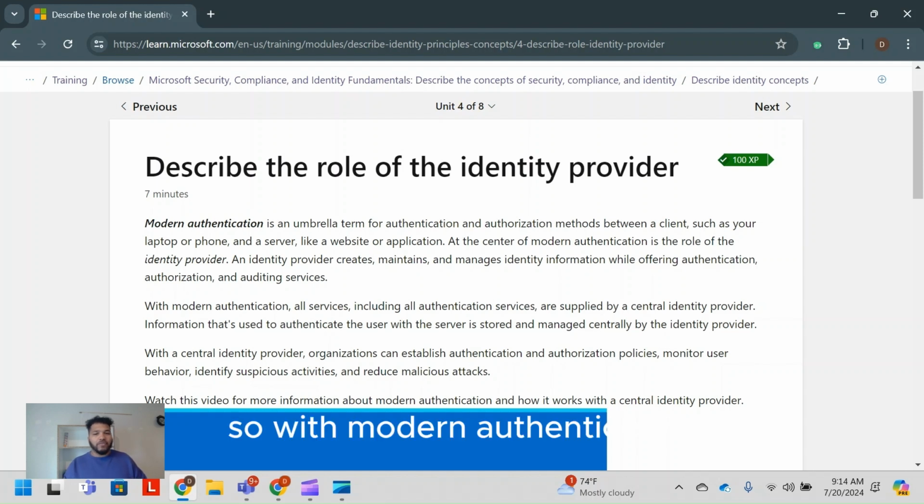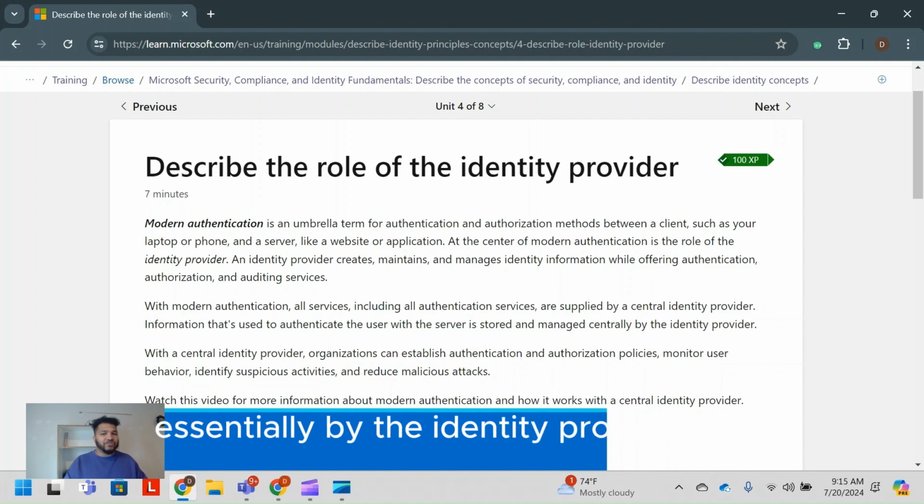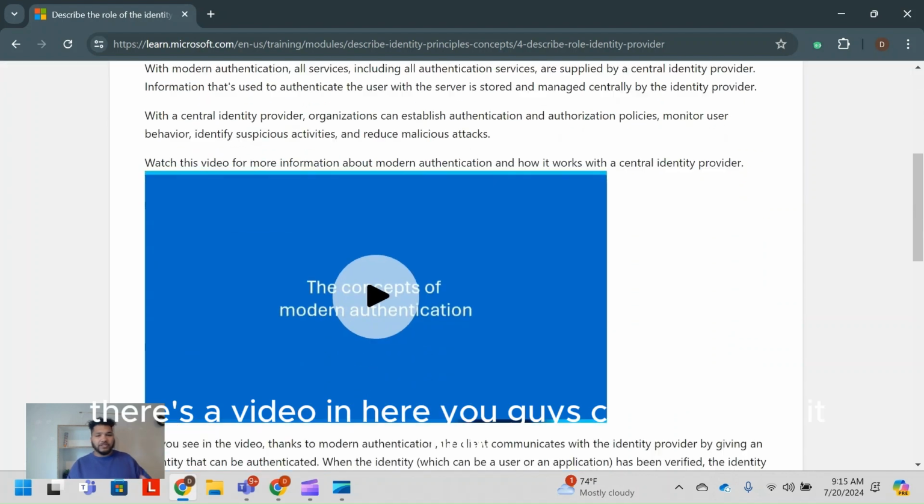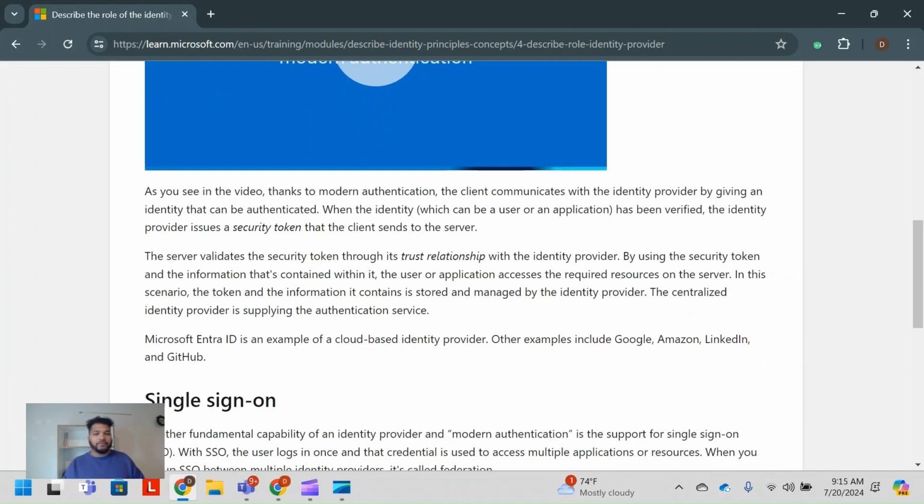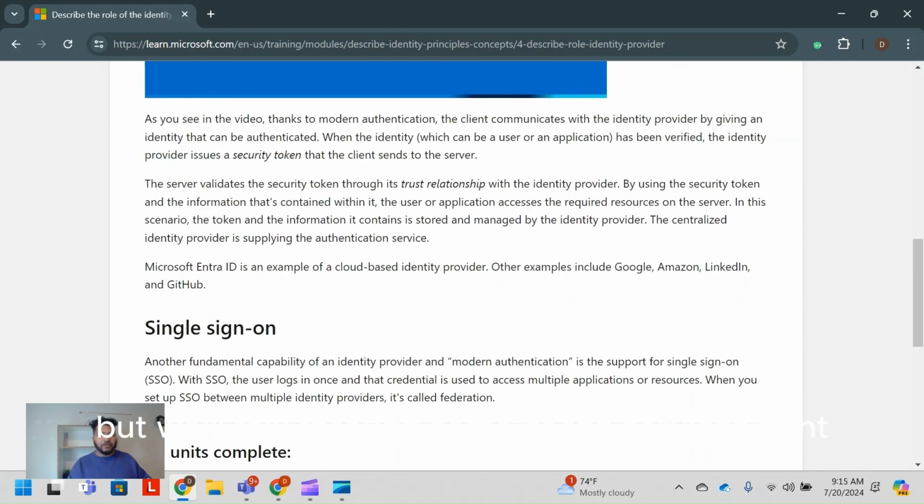So with modern authentication, all services, including authentication services, are supplied by a central identity provider. Information that's used to authenticate the user with the server is stored and managed centrally by the identity provider. With a central identity provider, organizations can establish authentication and authorization policies, monitor user behavior, identify suspicious activities, and reduce malicious attacks. There's a video in here. You guys can go watch it. I'm not going to watch it now, but we'll talk through some of the services.